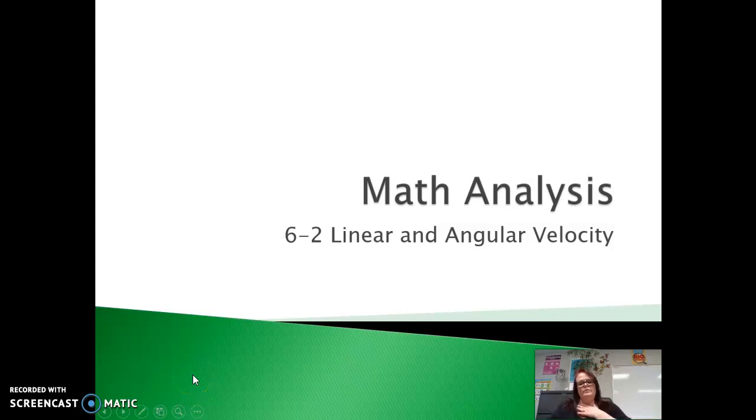Right, so now that we've gotten some good practice on what radian measure is, we're going to start putting it to some good use. So today we're going to talk about linear and angular velocity. Hopefully some of us have had physics and we recognize velocity means speed.